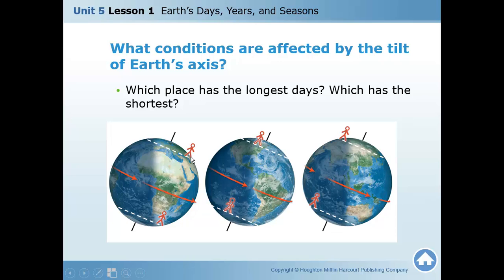They are in total sunlight as they take their trip around. Maybe it would look like dusk right here, but then it would get bright again. Okay, so this is summertime in the North Pole. And then down here we have wintertime in the South Pole, where they have a tiny bit of sun here, but most of their day is spent in darkness.